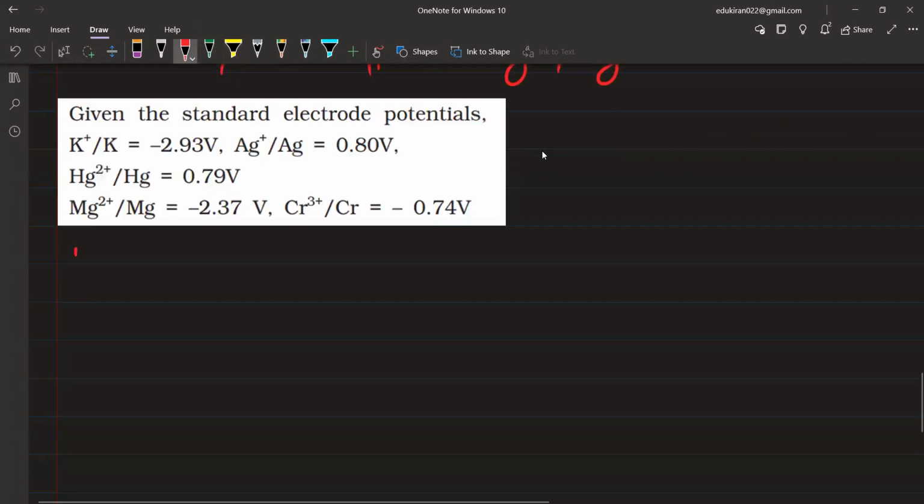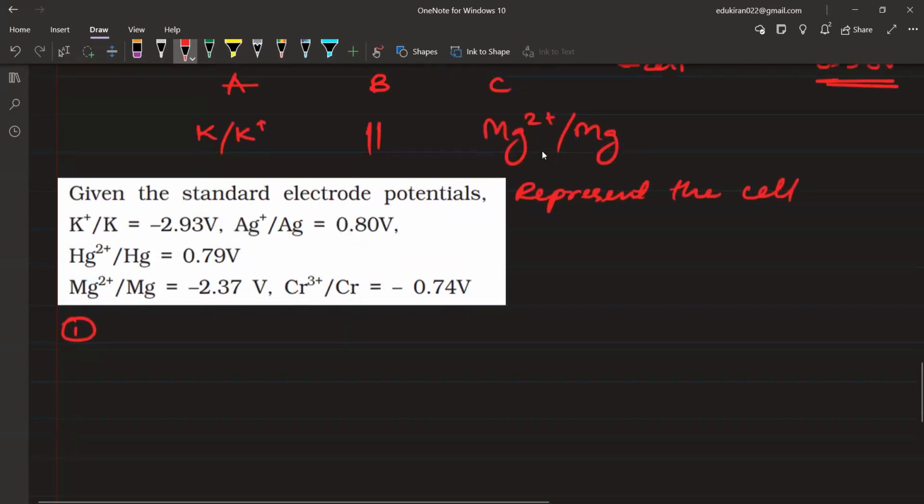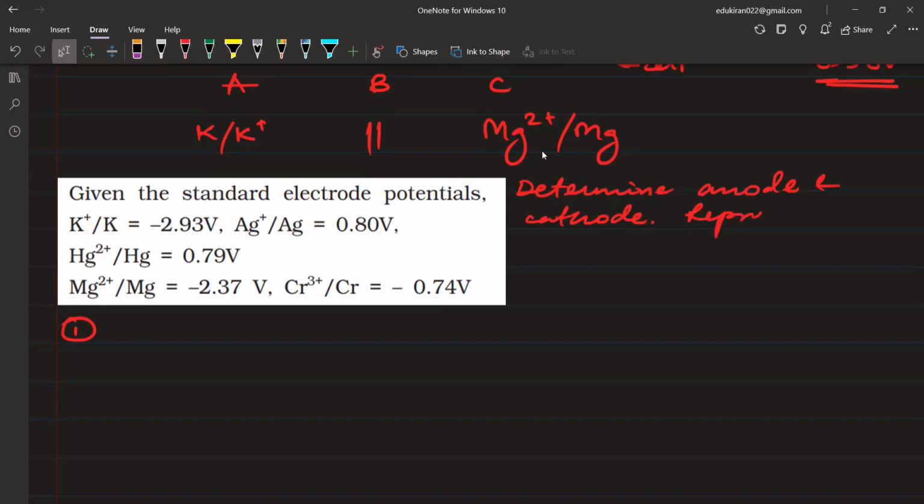There are a few questions that I'm going to give, and then you tell me all three things. You will represent the cell using ABC, so you have to know what is anode and what is cathode. Let's write this down. Determine anode and cathode, represent the cell, and calculate E naught cell.